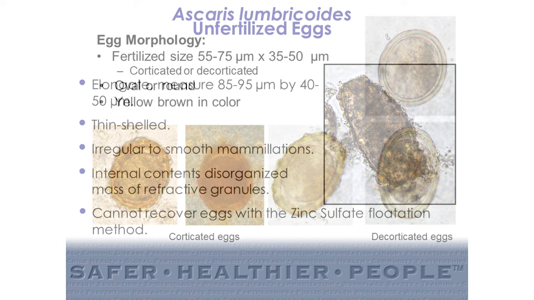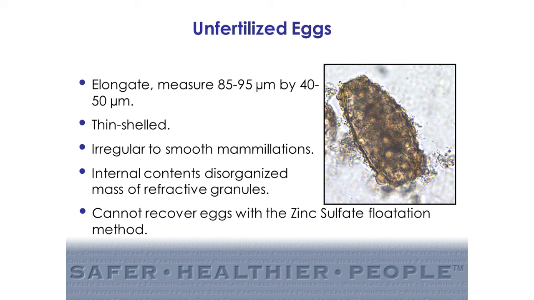There is a clear difference between the fertilized and unfertilized egg. Unfertilized eggs are usually elongate, measuring 85 to 95 micrometers by 40 to 50 micrometers. The shell is thinner and the corticated layer is irregular to smooth. The internal contents are disorganized. It is important to note that unfertilized eggs of Ascaris cannot be recovered by the zinc sulfate flotation method of concentration.